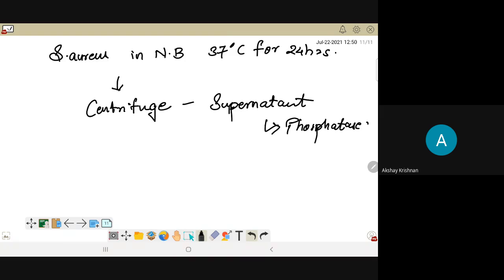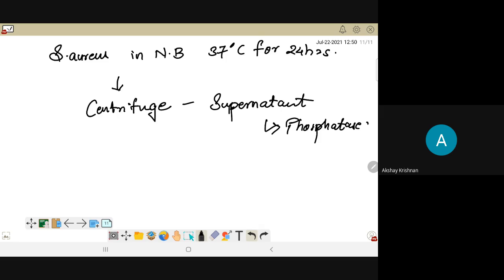You will have to do this one day in advance. So you have to see to it that you run the standard and the test on the same day. You cannot run the standard on one day and do the test on another. Never do that. Okay, so on day one you will just grow the organism. Next day you will centrifuge it, collect the supernatant and use that as your enzyme. And you will run both the standard and test on the same day.